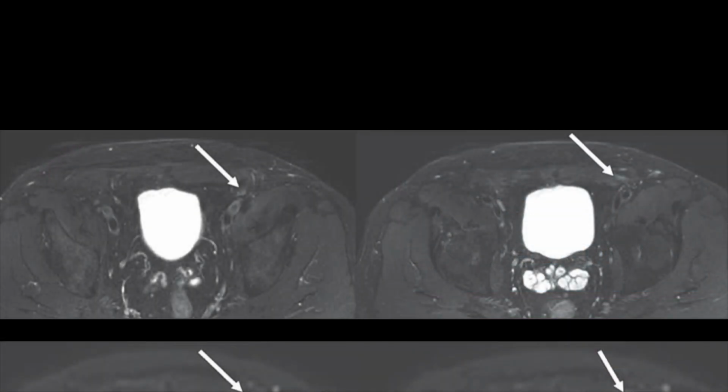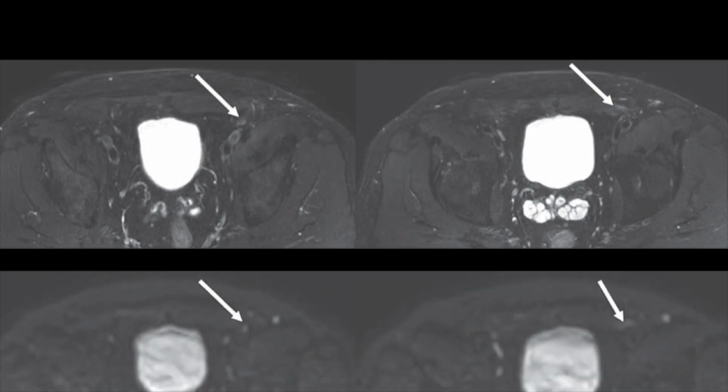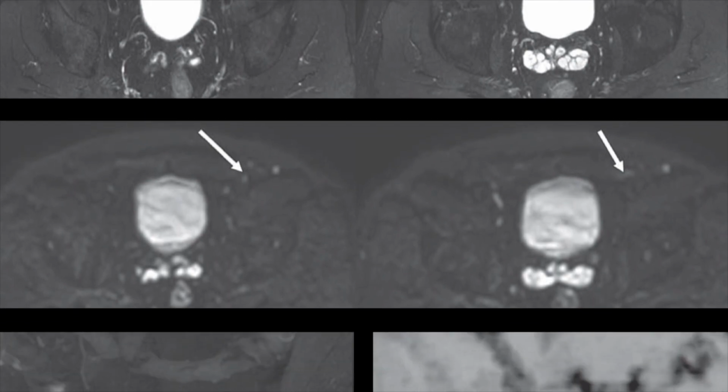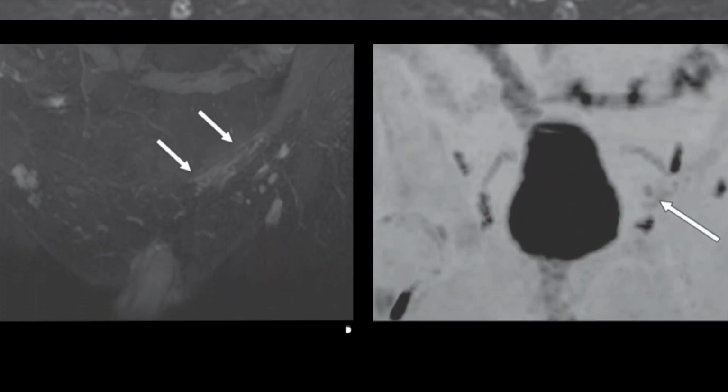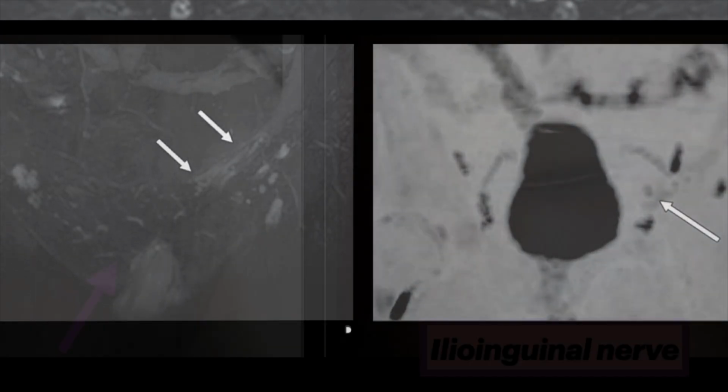Here is a thickened, hyperintense left ilioinguinal nerve as it traverses linear scarring in the left lower anterior abdominal wall. Subsequent diffusion tensor images show hyperintensity along the abnormal left ilioinguinal nerve. Here again are some other images demonstrating this.